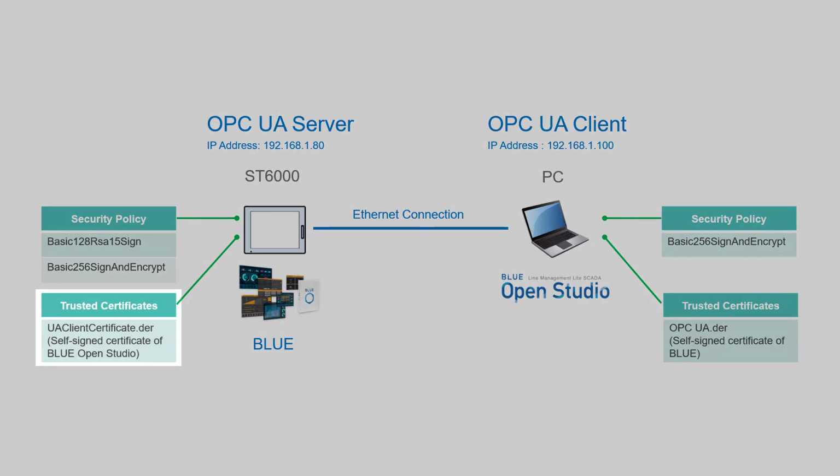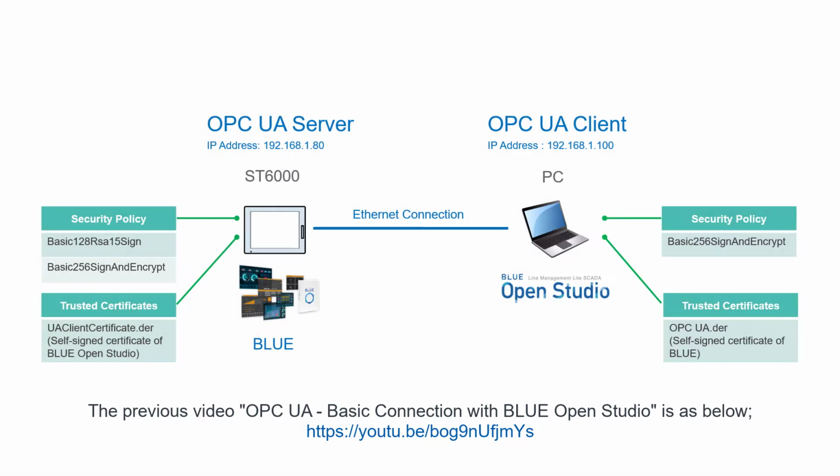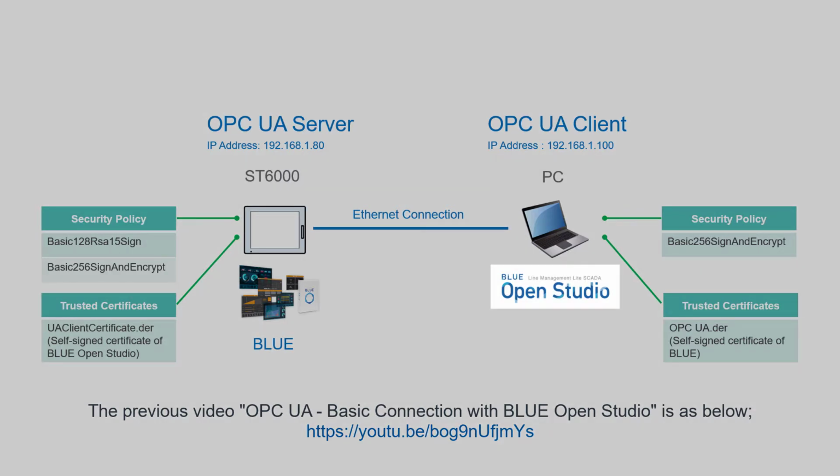A trusted certificate is used to create the secure connection between the client and the server. For the OPC UA connection way, please refer to the linked video displayed. And Blue Open Studio 8.1 SP5 is used in this video.